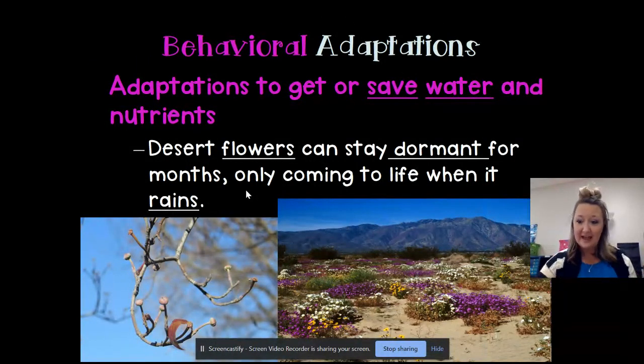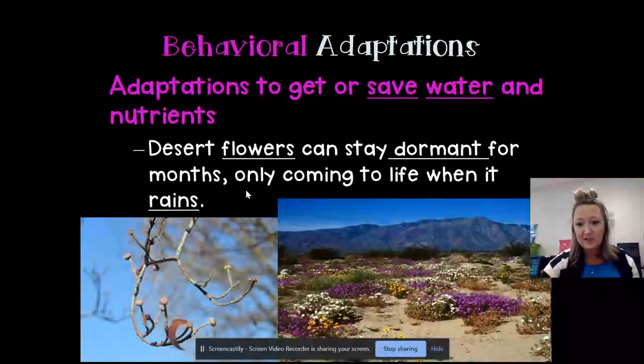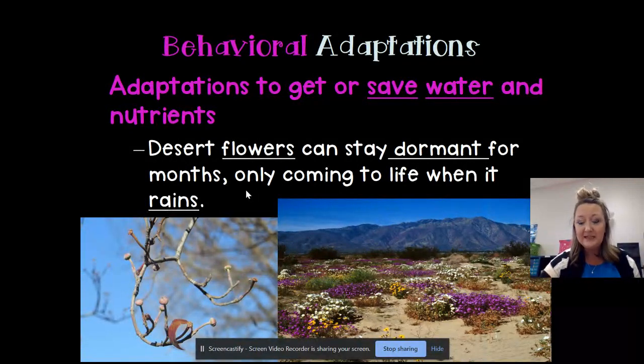Other behaviors that some plants can exhibit are dormancy. Not only desert flowers, but lots of trees that are hardwood trees like oaks go through dormancy for winter. That's why a lot of trees lose their leaves in the fall or when it starts to get cold. It allows them to go dormant for a season, conserve all of their nutrients and energy so that when spring comes, they can put all of their effort into reproducing. And so desert flowers can do this as well, only coming to life when it rains. They can just hold on to their seeds, their pollen, and wait until it's a good time for them to be able to reproduce.